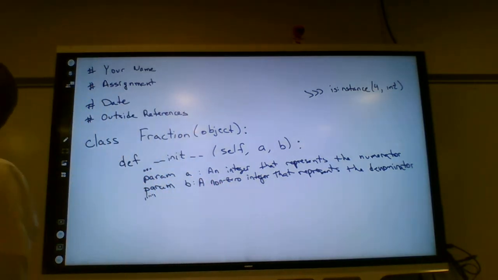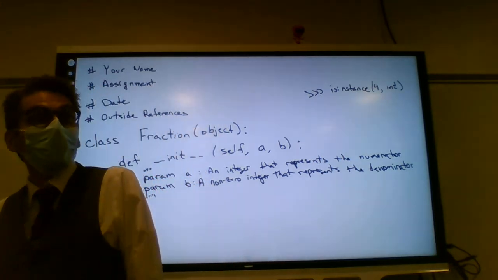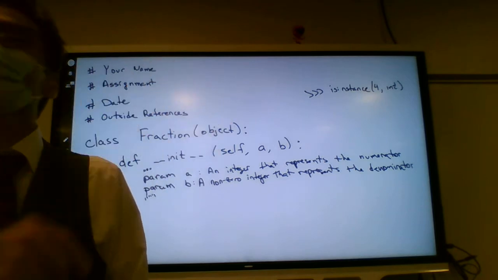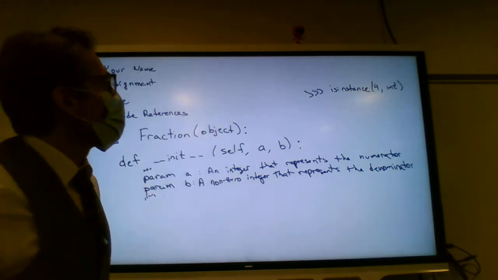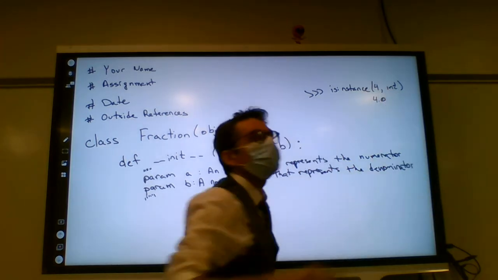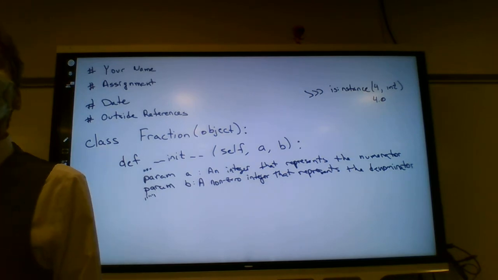What happens if you do isinstance 4, int and hit enter? It's true. So what does it say? It says 4 is an instance of int, so the type of 4 is int, right? It belongs to that class of objects. What if we change this to 4.0? Change the 4 to 4.0, we get false. Because what is 4.0? It's a float.